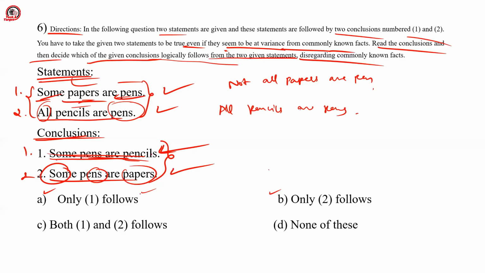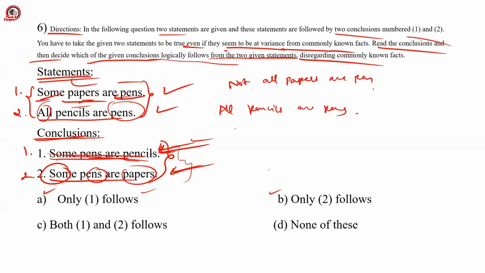That's why I've told you, when you get an option as an answer, you should not directly go for it. You have to read the entire statement and all the conclusions before making any judgment. So what does this mean here? Option 1 is correct, and option 2 is also correct. So both the conclusions are following.